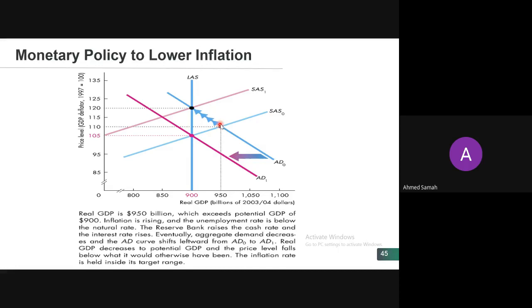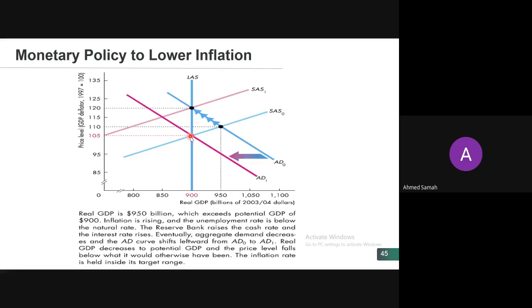Natural rate of only full employment, the unemployment rate during an expansionary period goes below the natural rate. So because of that, the cost goes up, and you can see the prices are also higher than the actual equilibrium level. The prices are also higher.